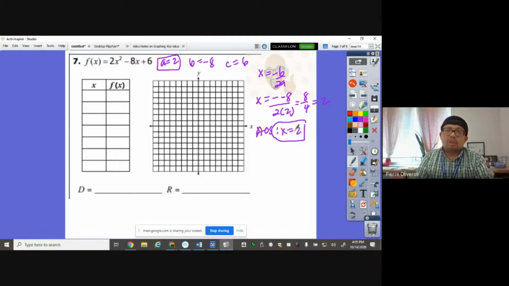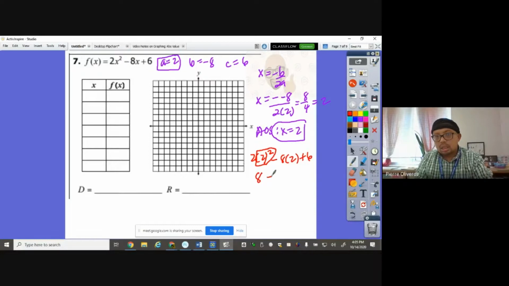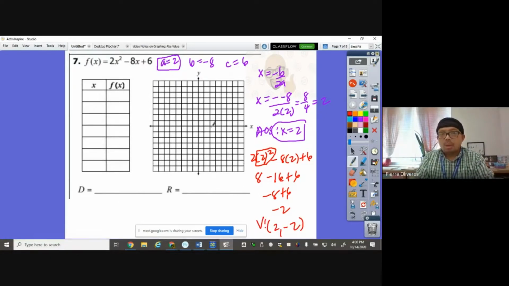And for me to find the vertex, I'm going to plug the 2 back in. So it's going to be 2 squared minus 8 times 2 plus 6. Again, you're going to multiply this in reverse. 4 times 2 is 8, minus 16 plus 6. This will be negative 8 plus 6, which is negative 2. So therefore, our vertex here is 2 comma negative 2.